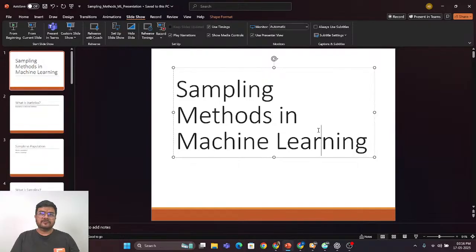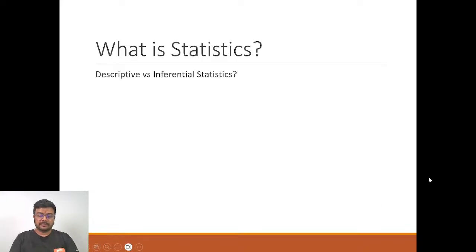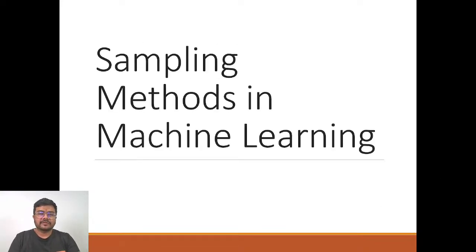So the topic for this week is sampling methods in machine learning. Some of you might be aware of what sampling methods are. So what do you understand by sample? Even though these methods are useful in machine learning, we don't only use them for machine learning. We also use them when we are performing statistics. Sampling is a part of statistics. So what do you understand by sampling?